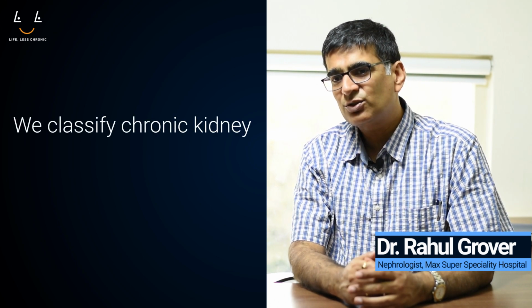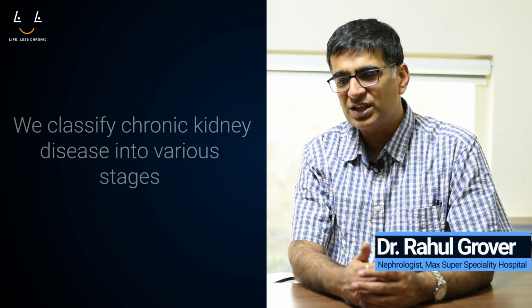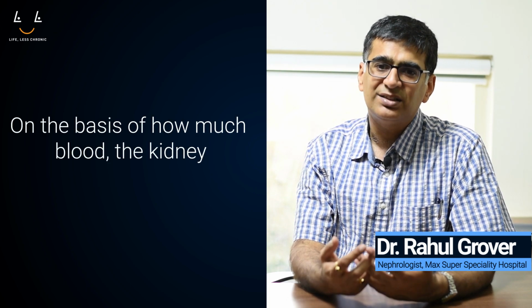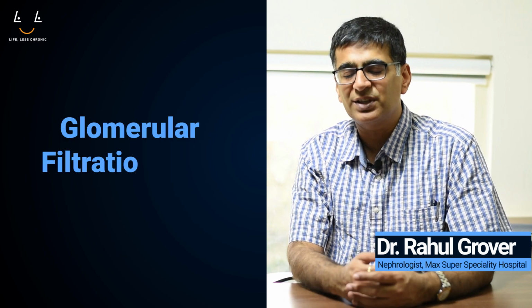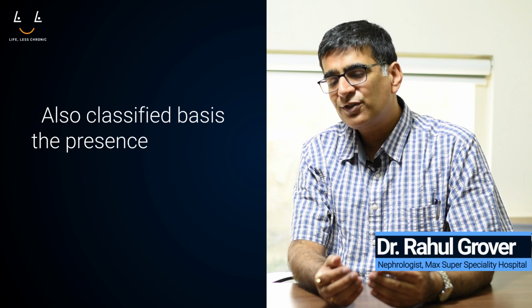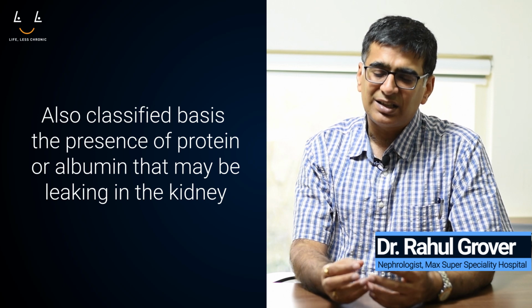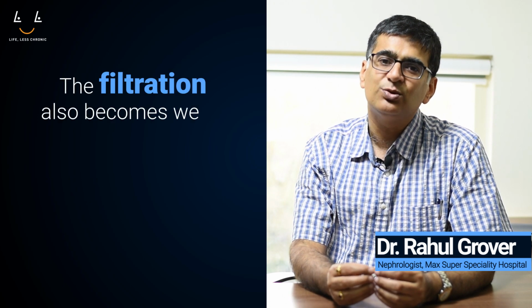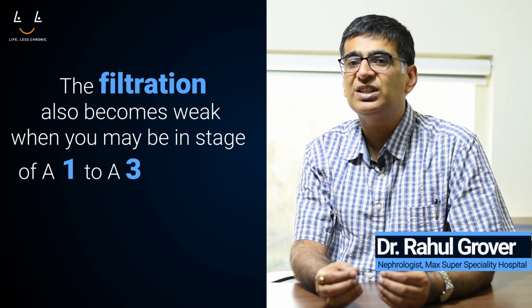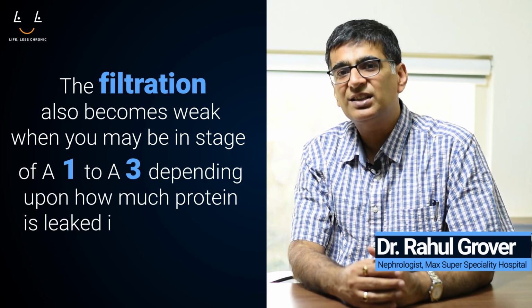Depending upon the degree of weakness of the kidney, we classify chronic kidney disease into various stages. Generally they are classified into stage 1 to stage 5 on the basis of how much blood the kidney is filtering, or as we say, the glomerular filtration rate or GFR of the kidney. There's an added classification on the basis of the presence of protein or albumin leaking, because when the kidneys become weak, the filtration also becomes weak, and you get a stage of A1 to A3 depending upon how much protein is being leaked.